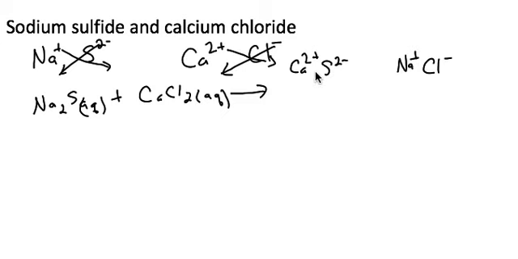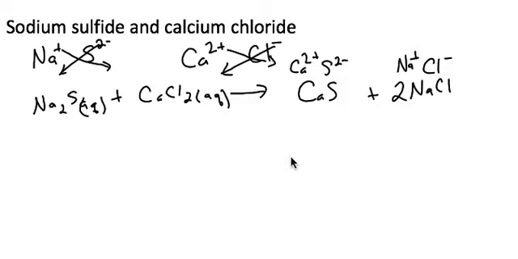So the formula for calcium sulfide is CaS. And of course we have sodium chloride. If we go about balancing this, what we see is we have 2 sodiums here, so we're going to need 2 sodiums in the product. There are 2 chlorides, and now we have 2 chlorides, 1 sulfide, 1 calcium, so we're all balanced.